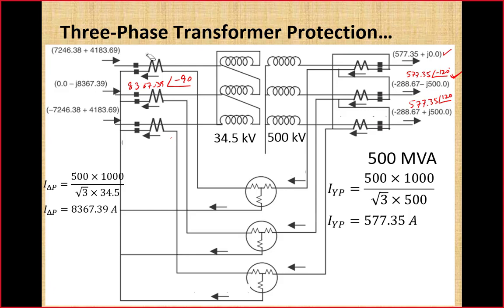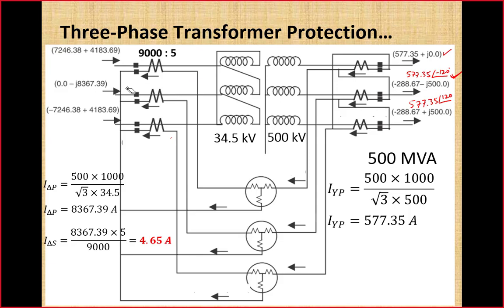We want a current less than 5 ampere at this rated current. So the rated current of that winding is 8367.39. The next higher standard CT ratio will be 9000 to 5. So this is the CT that we have selected. Now once the CT has been selected, let's see what will be the current on the secondary side of these three CTs.